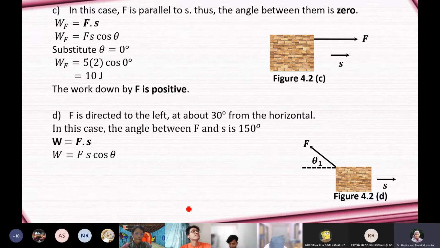And then the last one, D. Look at D. What is the situation? You can look at the picture. F is directed to the left, but 30 degree from the horizontal. In this case, the angle between F and S is 150. You can calculate yourself how to get that 150.